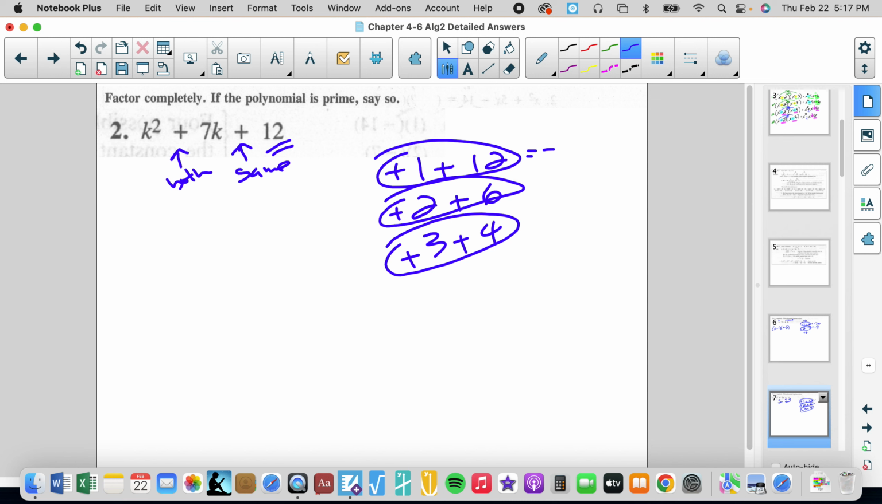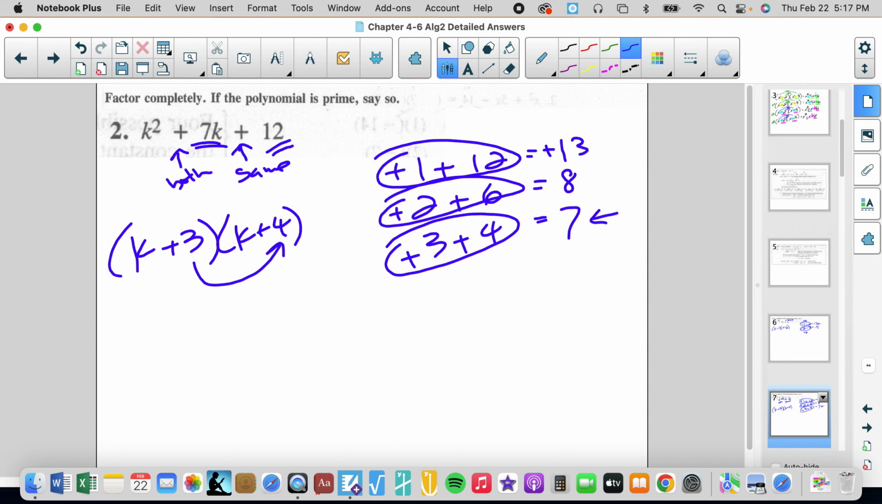And when I combine them, sorry, this is +13, that's +8, this is +7. Which one equals my middle term? My middle term is that. So I get k plus 3, k plus 4. And we see that that makes 12.